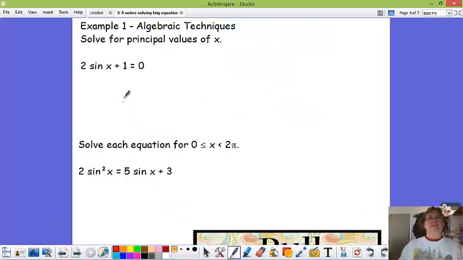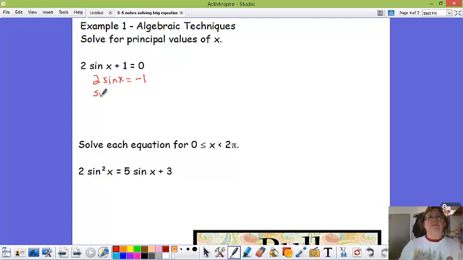Let's begin by solving equations using some algebra techniques. If our job is to isolate x, then we've got to think about the things that have been done to it. Somebody's added 1, somebody's multiplied by 2, and they multiplied the sine by 2. So we've got to undo that stuff. Start, of course, by subtracting the 1. So 2 times the sine of x will equal -1.